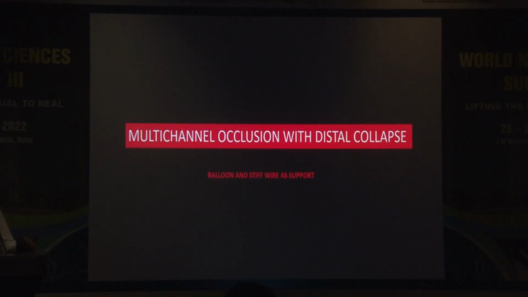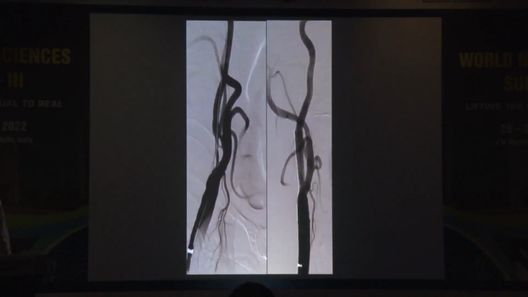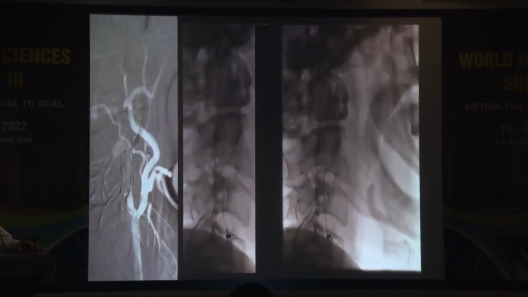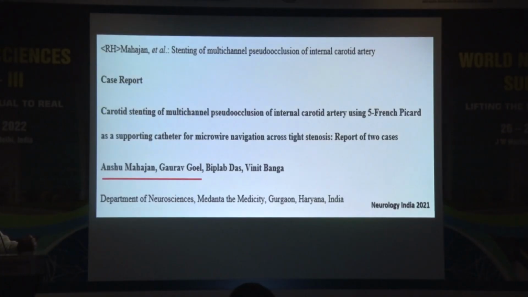Then this is a balloon occlusion with distal collapse, similar looking picture, crossed with wire, and we did it just with that, no filters involved. So I'm just going to skip this in the interest of time, but it's the same sort of thing, just to show that there are lots and lots of these patients who have these rete like channels with collapse. And Dr. Anshu has written this paper describing the initial first of our cases, and now we have a long series of these multiple cases.